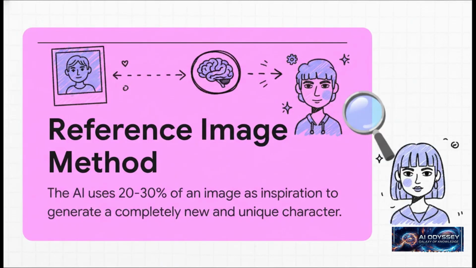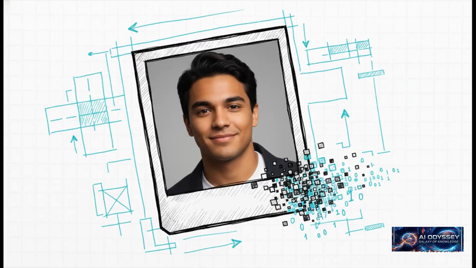All right, now for method 2, using a reference image. So what happens here is you upload a photo, and the AI uses maybe 20 to 30% of its features as inspiration. It's not just copying the face. It's using it as a starting point to create someone brand new. And this is where the magic of the technique really shines. You end up with a base photo of your influencer, a completely unique person who looks absolutely 100% real, but is a pure digital creation. This one image, it becomes the foundation for everything else.